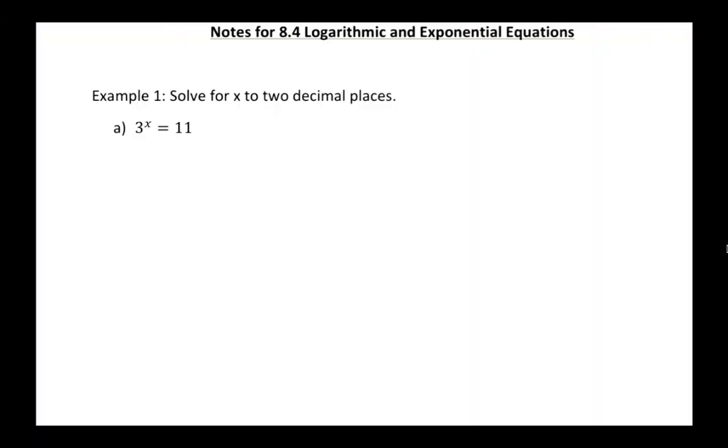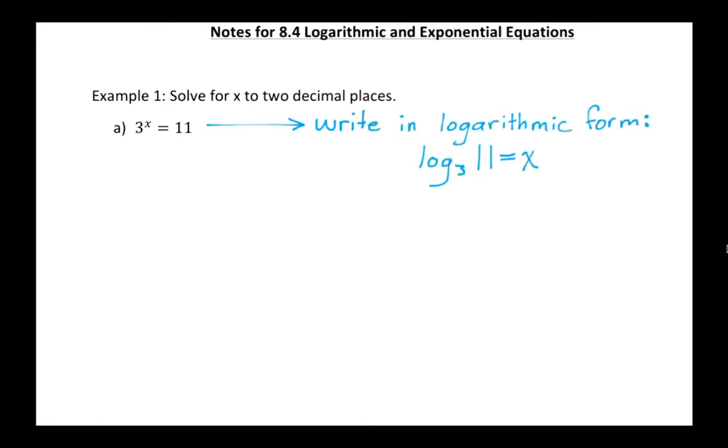So here's our first example. We're looking at solving for x to 2 decimal places. One way that we can solve this exponential equation is to write it in logarithmic form. So if we change the form, here's what it looks like: log base 3 of 11 equals x. So this is solved. x equals, and this is the numerical answer.